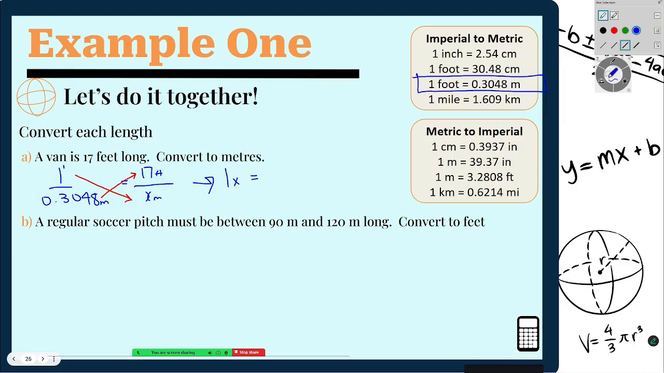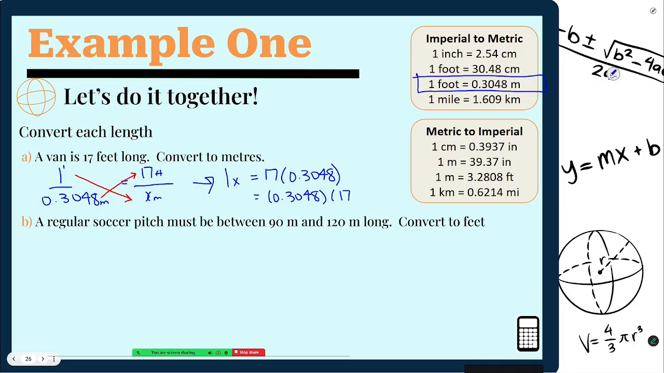1x is then equal to 17 times 0.3048 meters. Now you can see that I did 17 first. It doesn't matter with multiplication which one comes first. I could write is equal to 0.3048 times 17. That part doesn't matter. When you're multiplying, it goes either way.